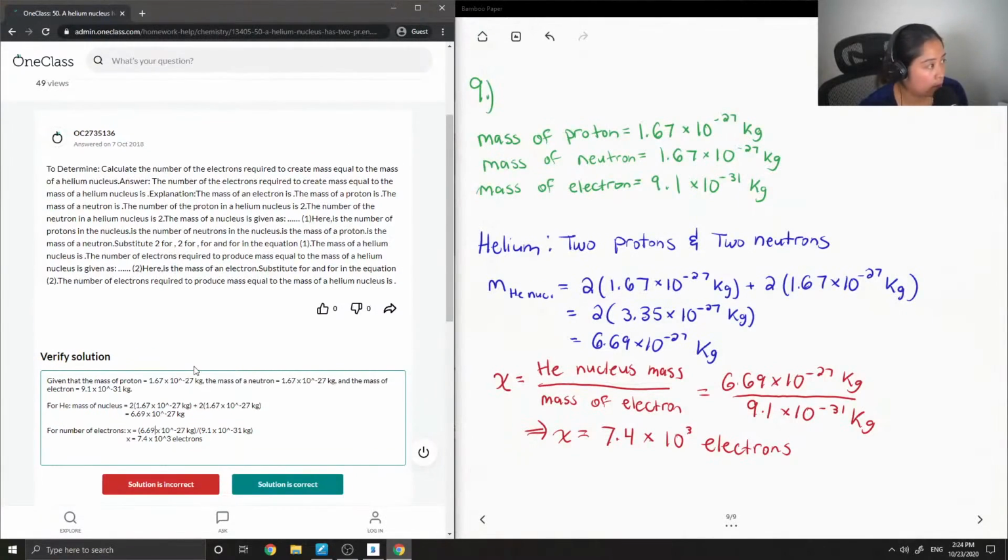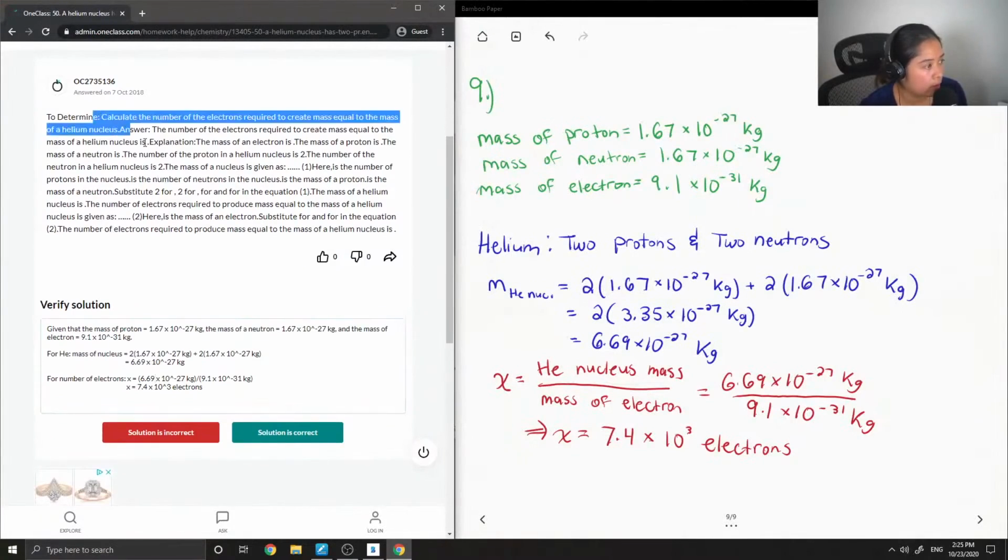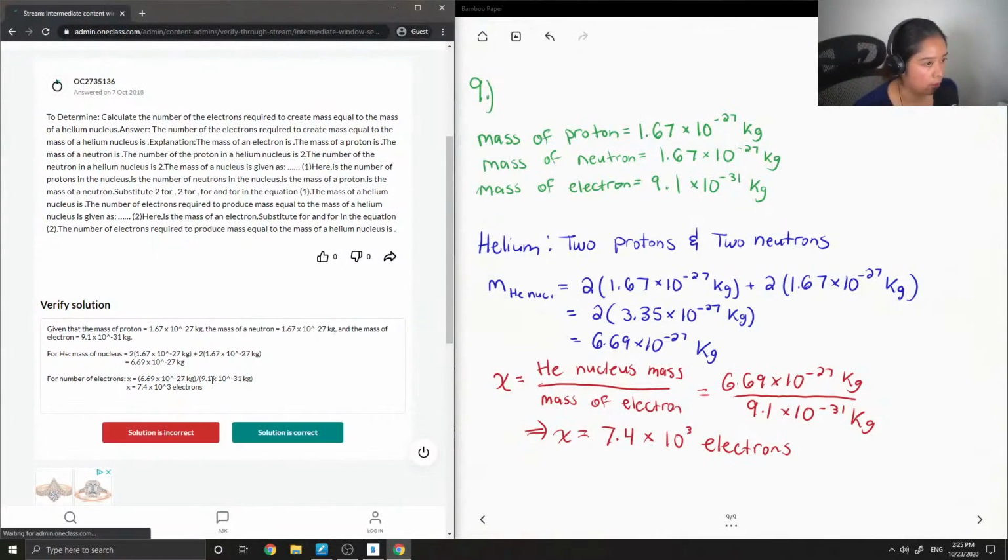Okay, so even though the junior tutor gave us how to answer it, it was kind of confusing to read and didn't really add any of the actual values. So I'm just going to say that this solution was incorrect.